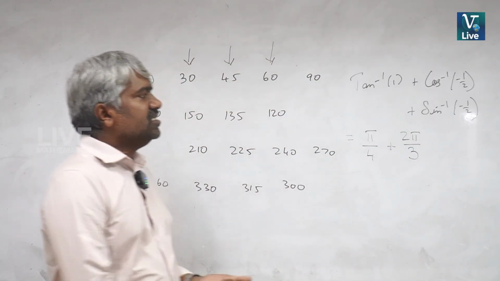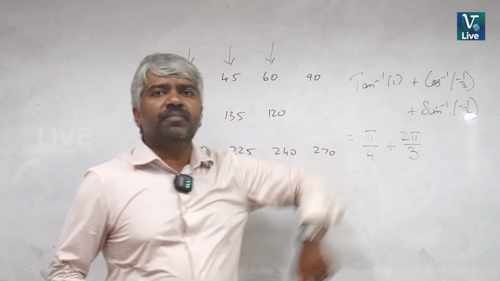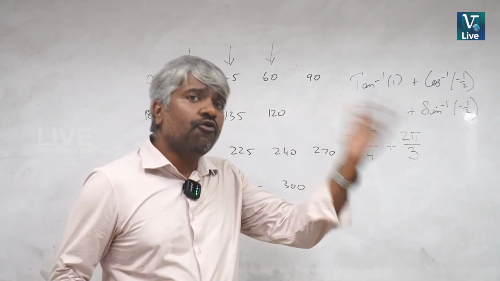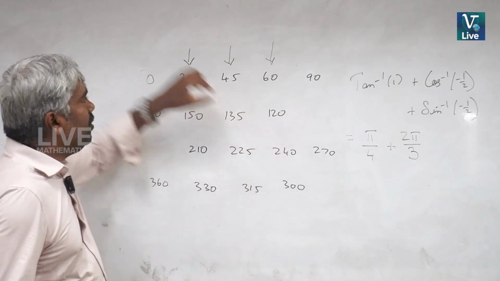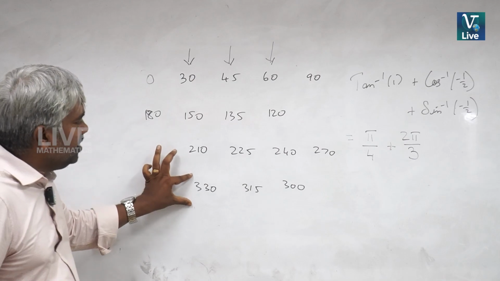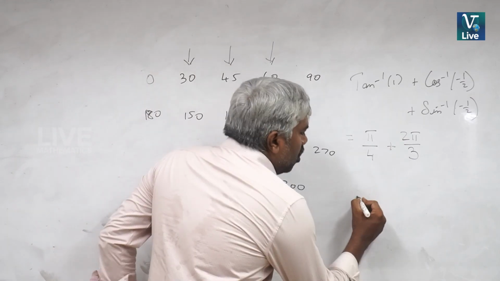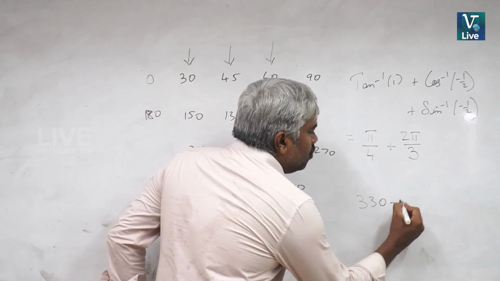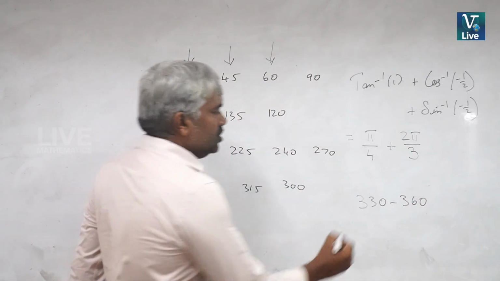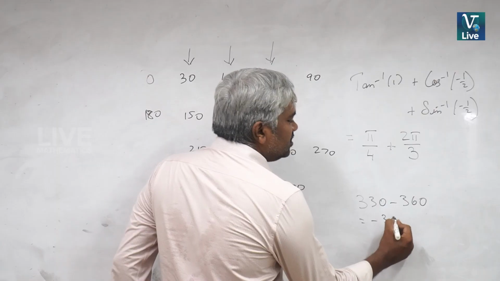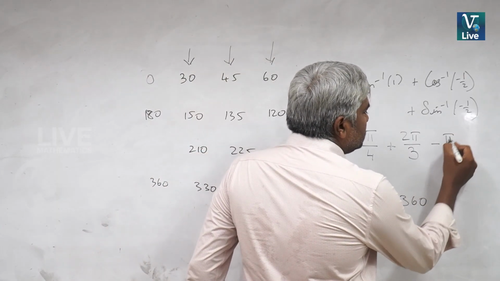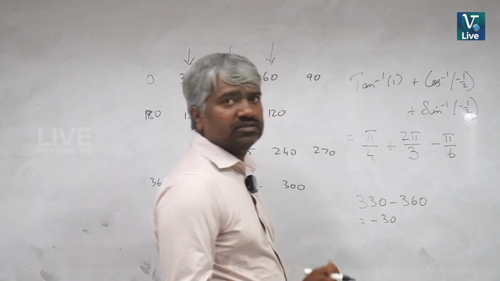Right? Next, sine inverse of minus 1 by 2. What is sine inverse of minus 1 by 2? The value comes in the fourth quadrant. Sine is 1 by 2 at 30 degrees. So the value which comes in the fourth quadrant is 330 degrees. Since I already said to you, when the angle is more than 180, subtract 360 from this, which is minus 30 degrees. So minus 30 degrees is nothing but minus pi by 6.